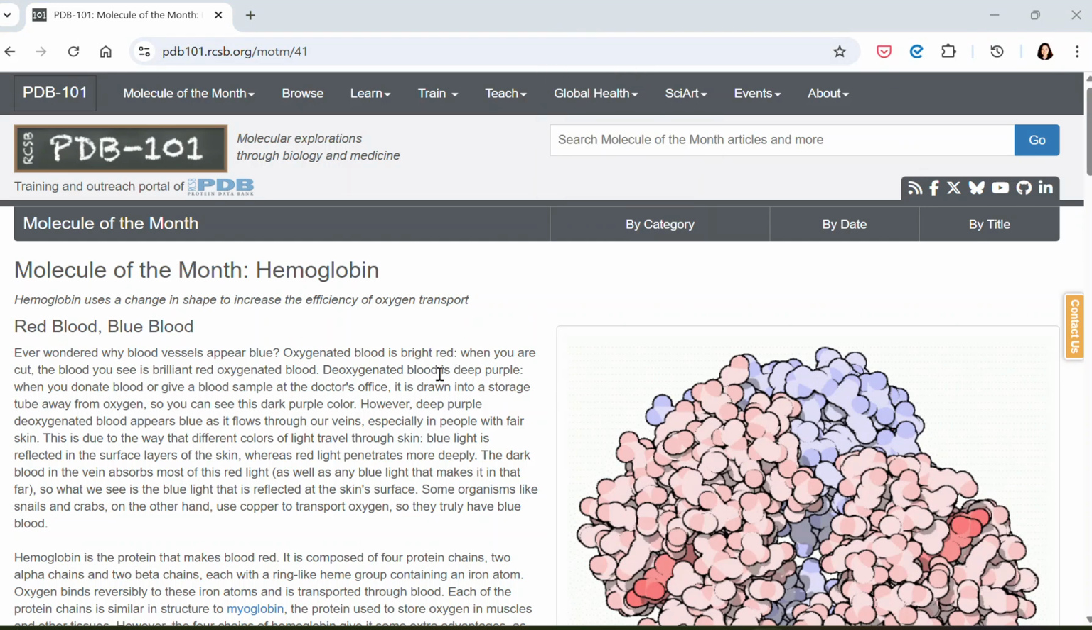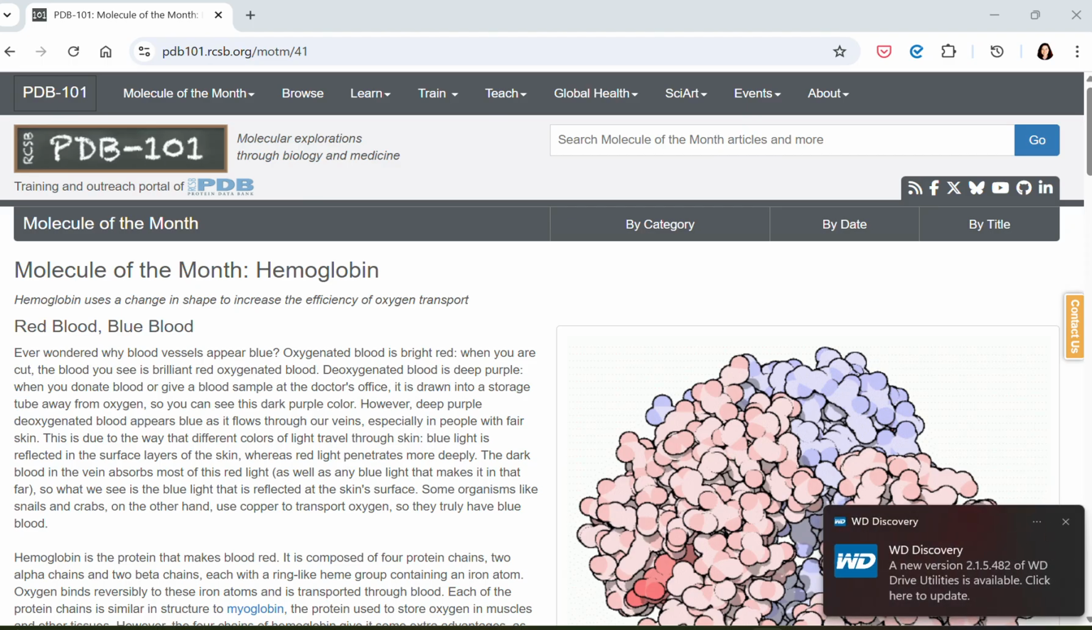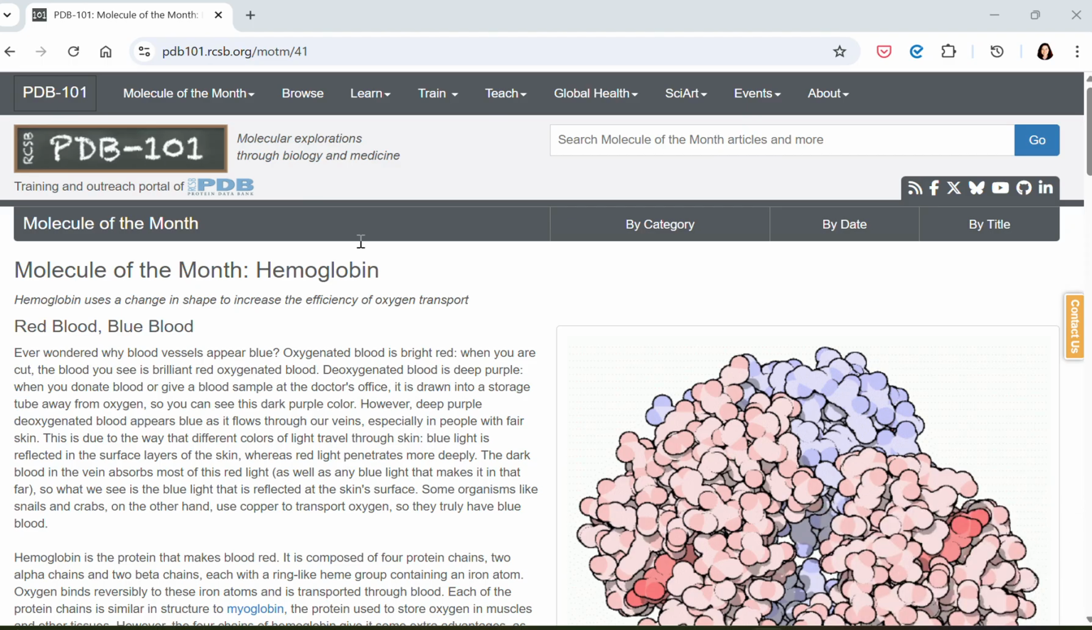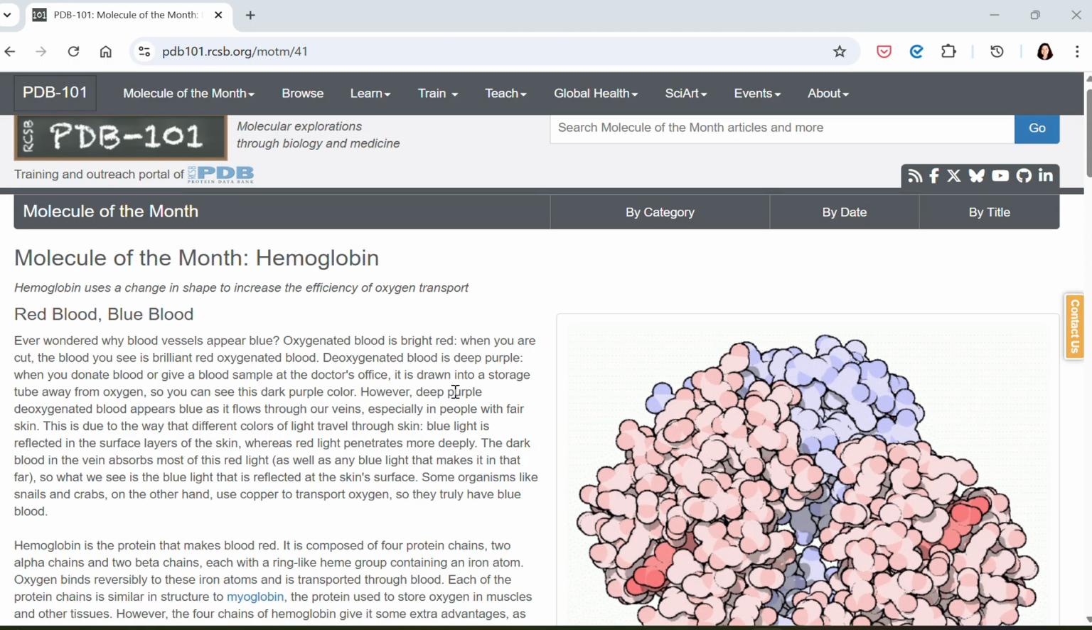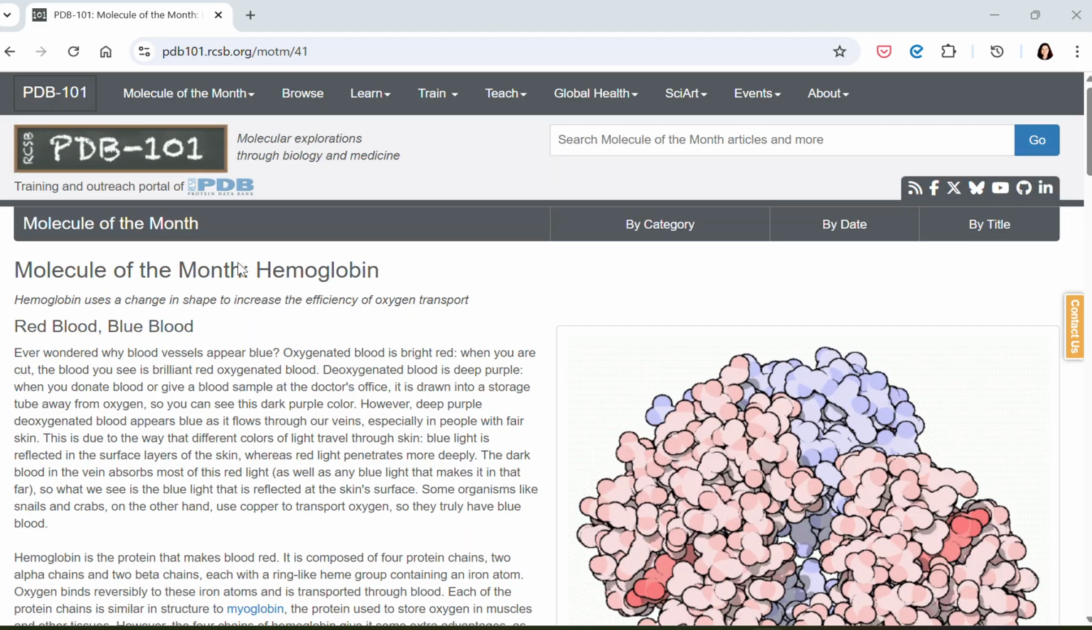Hello everyone. In the class, we couldn't look at the PDB data bank, so I'm doing this screen recording now. This is PDB, Protein Data Bank. It's the educational site of the PDB, and here we have the molecule of the month as hemoglobin.